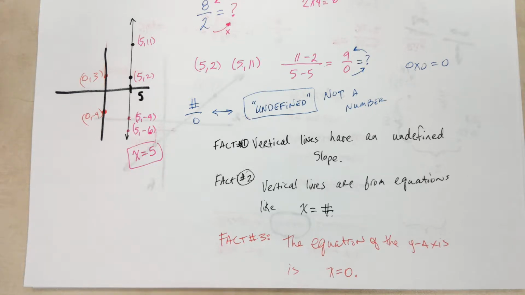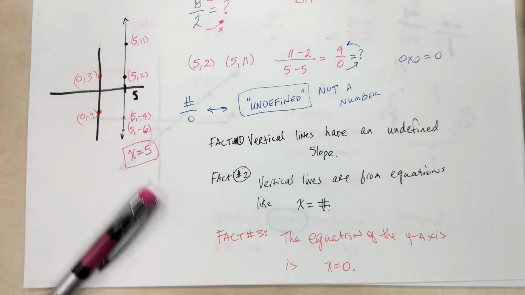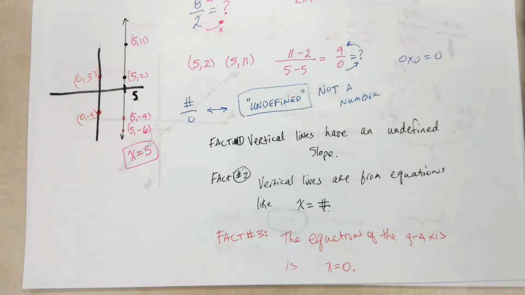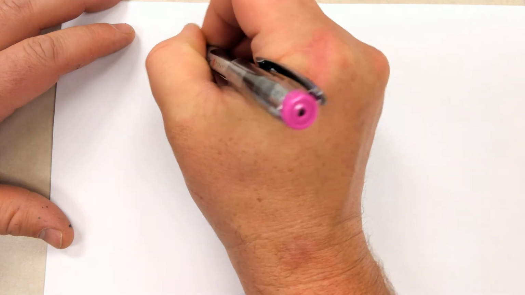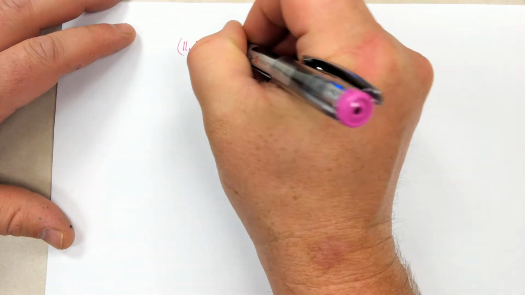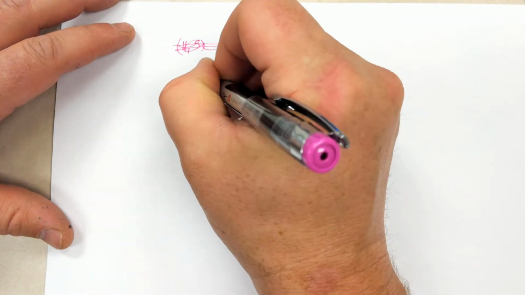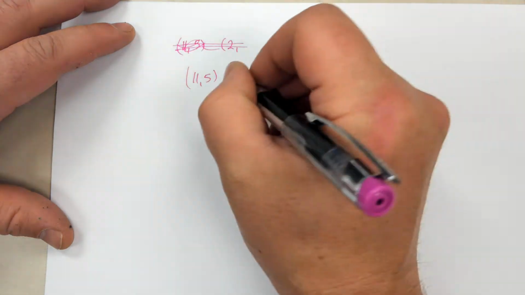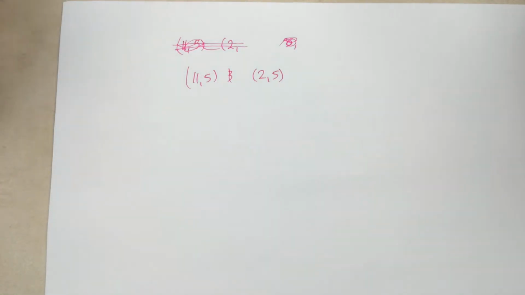Okay? There's one other weird thing that happens with the slope. Like let's say we had, man, this is just fancy lesson so far. Let's say we had 11 comma 5 and 2 comma, oh no, sorry, 5, I hate my life. 11 comma 5 and 2 comma 5. There we go, my fault.